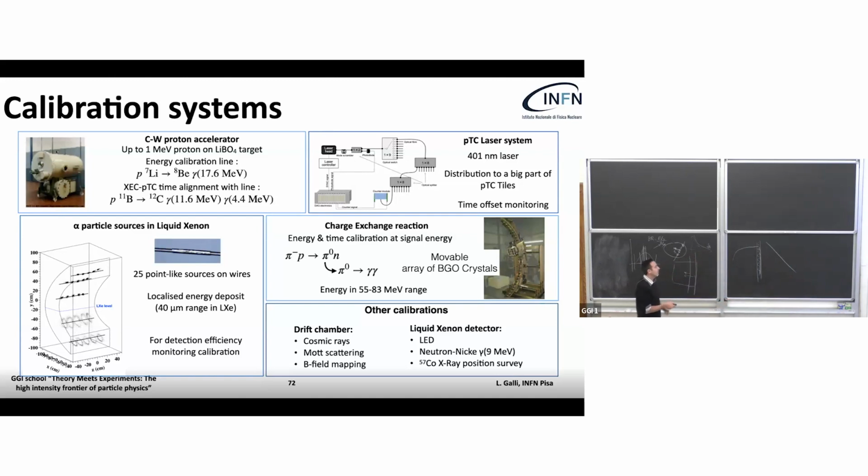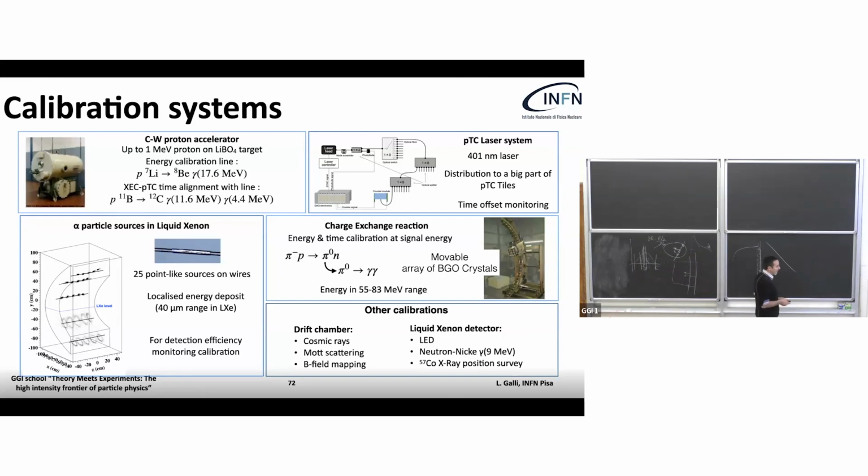Then, as I said, we have these alpha particles placed on wires. And you see this is a nice run taken during the filling up of the detector. The alpha particles are used because they travel for only a few tens of microns in the xenon, so you know exactly where the light is emitted, and also the amount of light, because you know the energy of the alpha particle. You can reconstruct the event and then calibrate your sensors because you know what you are measuring.